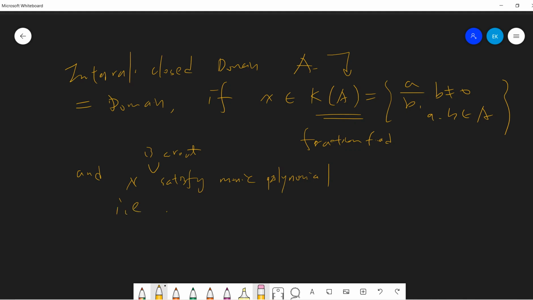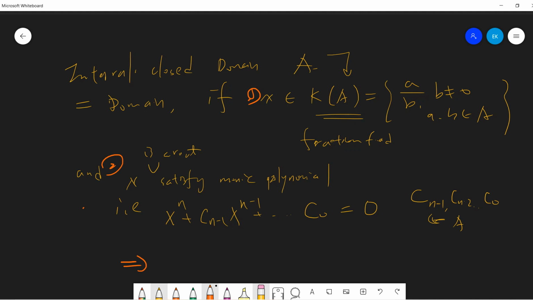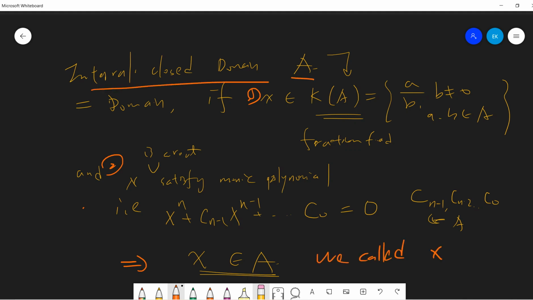which means that x satisfies x to the power n plus c_{n-1} x to the n minus 1, up to plus c_0, equals 0, where c_{n-1}, c_{n-2}, up to c_0 belong to A. If x satisfies both the first and the second condition, then this implies x belongs to A. If a domain A has this property, then we call it an integrally closed domain, or sometimes people call it a normal domain.